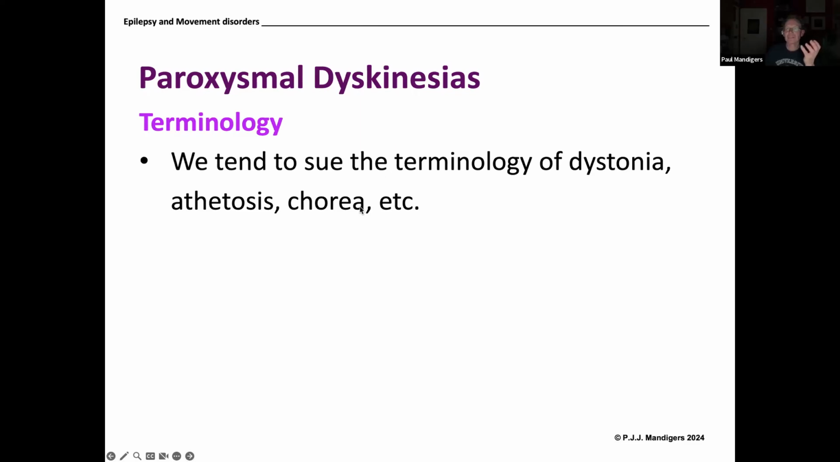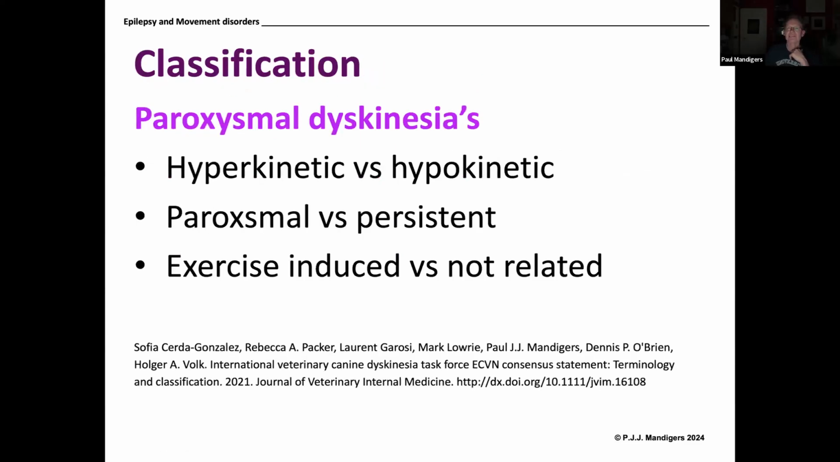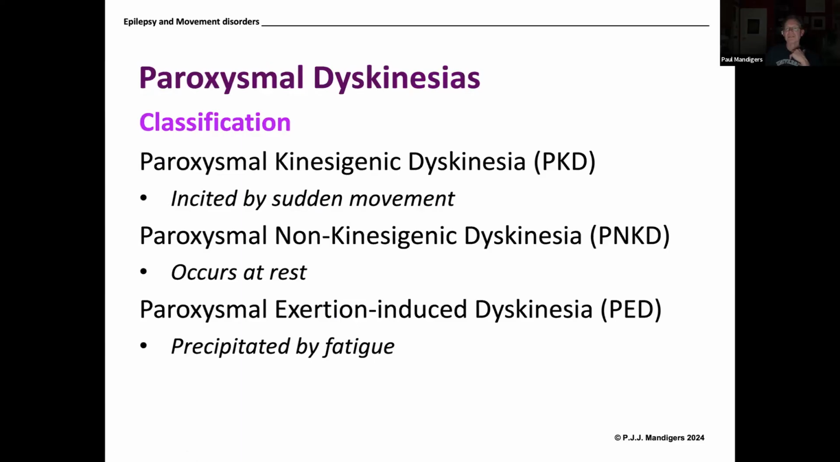But if we are talking about paroxysmal dyskinesias, I already said it, then just memorize it's either hyper or hypokinetic, it's either paroxysmal or persistent, and it's either related to exercise or not. And if you are subdividing it in a bit more complicated terms, then you can say that we are talking about a paroxysmal kinesiogenic dyskinesia, and that means that it is related with movement, or it's non-kinesiogenic, and then it's not related to movement, so it occurs at rest, and it can be an exertion-induced dyskinesia.